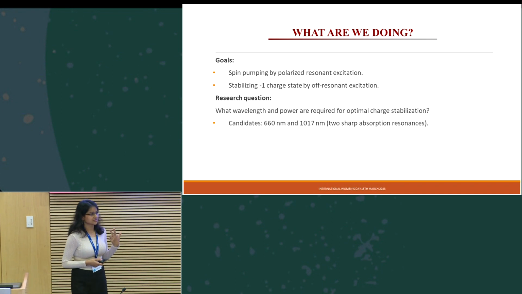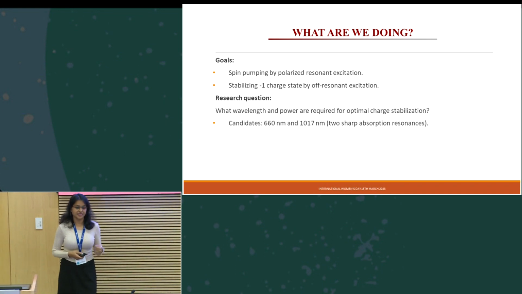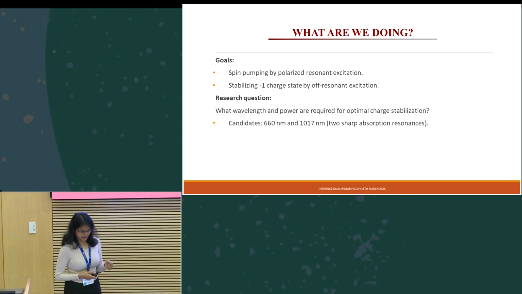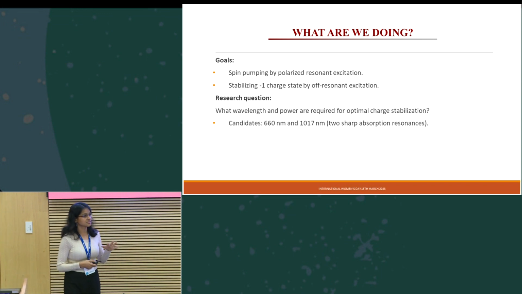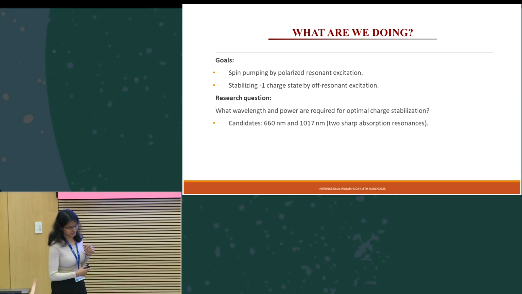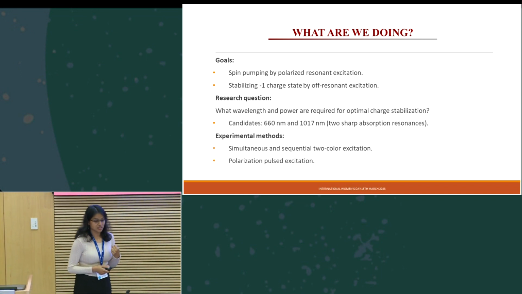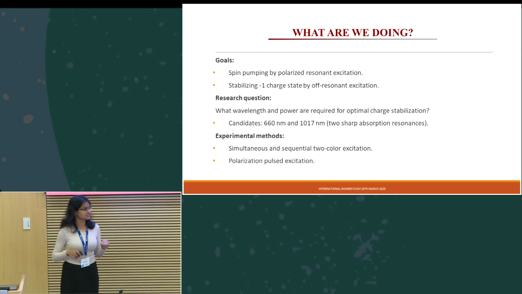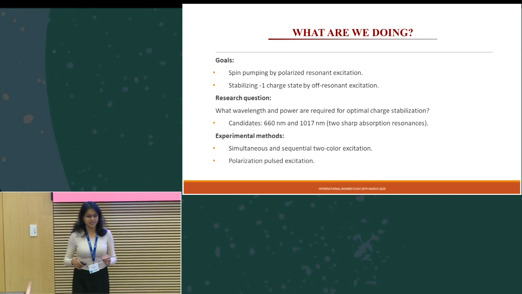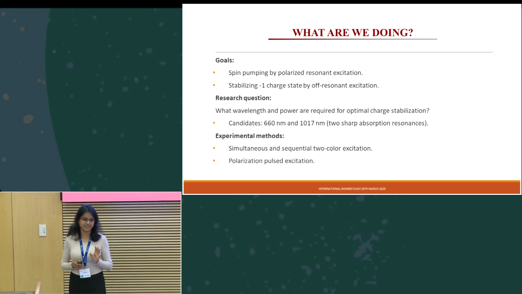So we have two candidates from the literature. It's a red wavelength, a red laser, and 1017, which give us sharp absorption resonance. And how do we do that? So we have two methods. We do sequential two-color excitation, one by one, and then polarization pulse excitation.